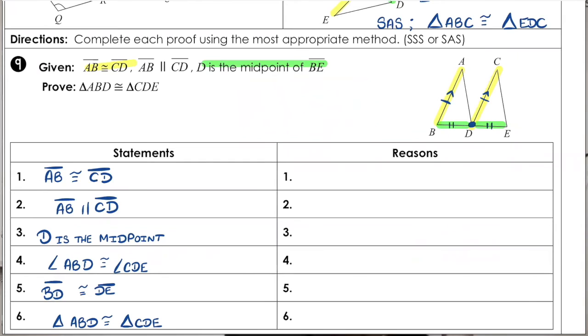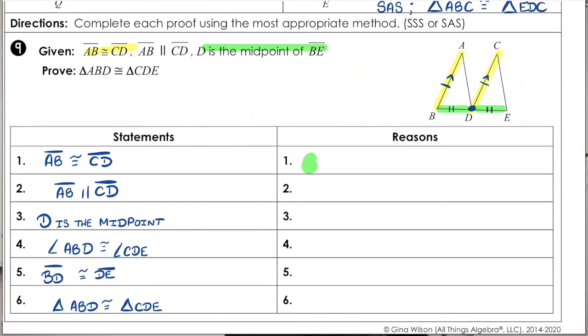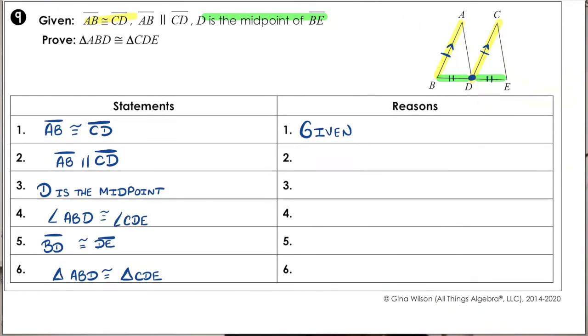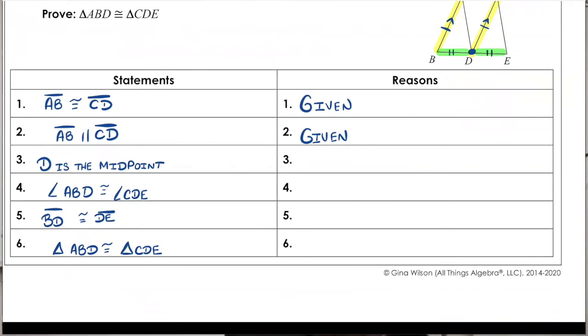All right, so let's start working on our proof now. How did we know AB was congruent to CD? Was given. They told us. How did we know AB was parallel to CD? They also told us that much. Given. How did we know D was the midpoint? Yeah, they told us that one too.